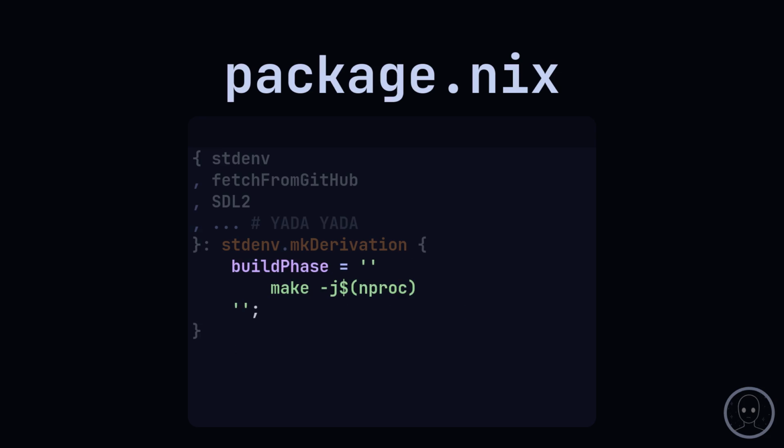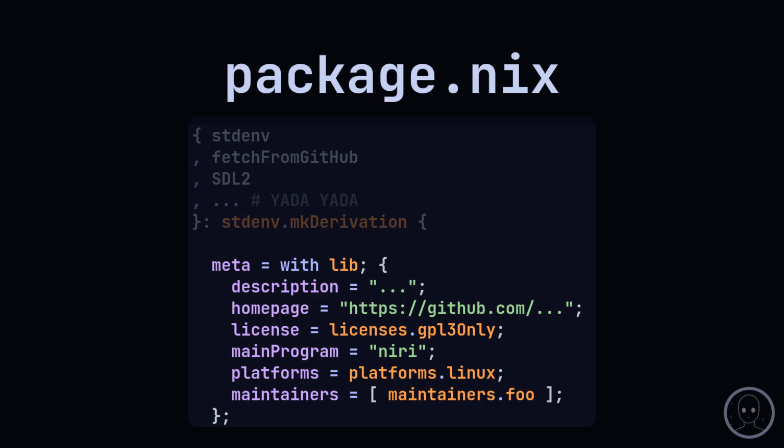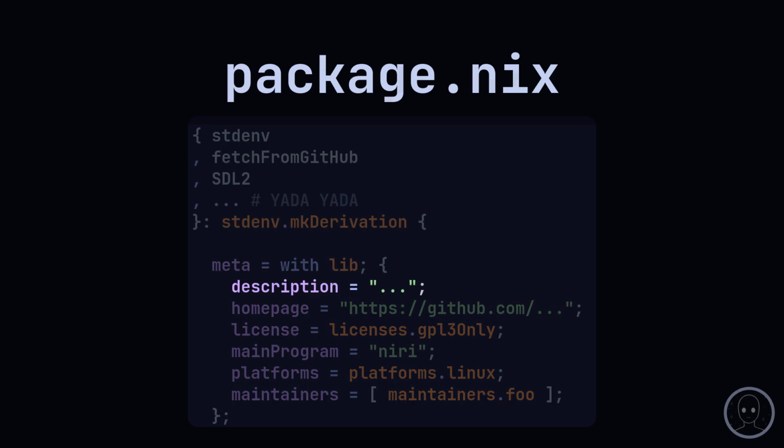Then the build phase. By default, this will run a makefile if it exists. This will run the actual compilation. Then the install phase. By default, it will create a store path under the out variable and call make install. This is where you'll copy the resulting output from the build and things like man pages and documentation to out. Lastly, let's look at the meta block.